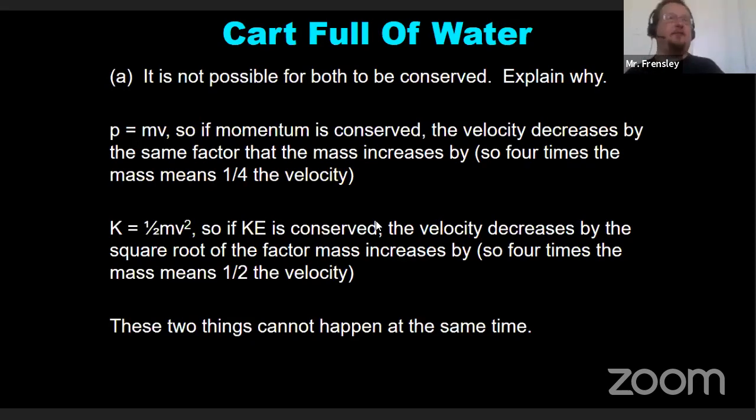Here I said 4 times. So I said if momentum's conserved, 4 times the mass is 1/4 the velocity because they're inversely proportional. If kinetic energy is conserved, 4 times the mass is 1/2 the velocity, because the v is squared. Well, see, that's a contradiction. You can't have them both at the same time. You can't have 4 times the mass and 1/4 the velocity to make momentum happy, and at the same time 4 times the mass and 1/2 the velocity to make kinetic energy happy. You can't make them both happy at the same time. It's one, the other, or neither.